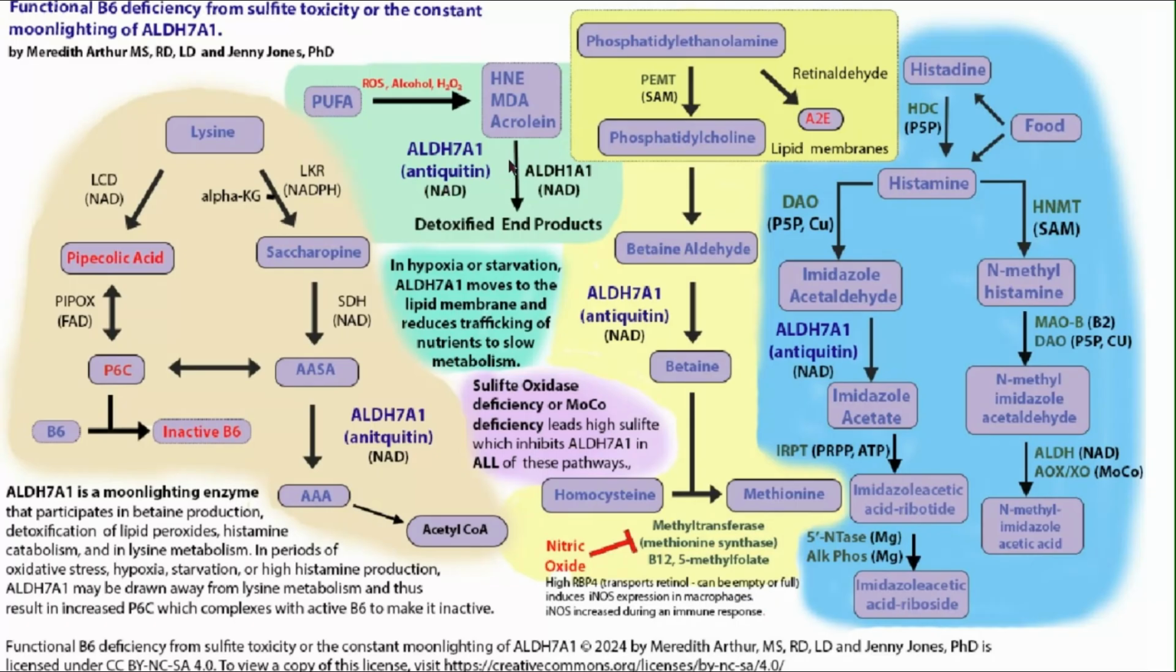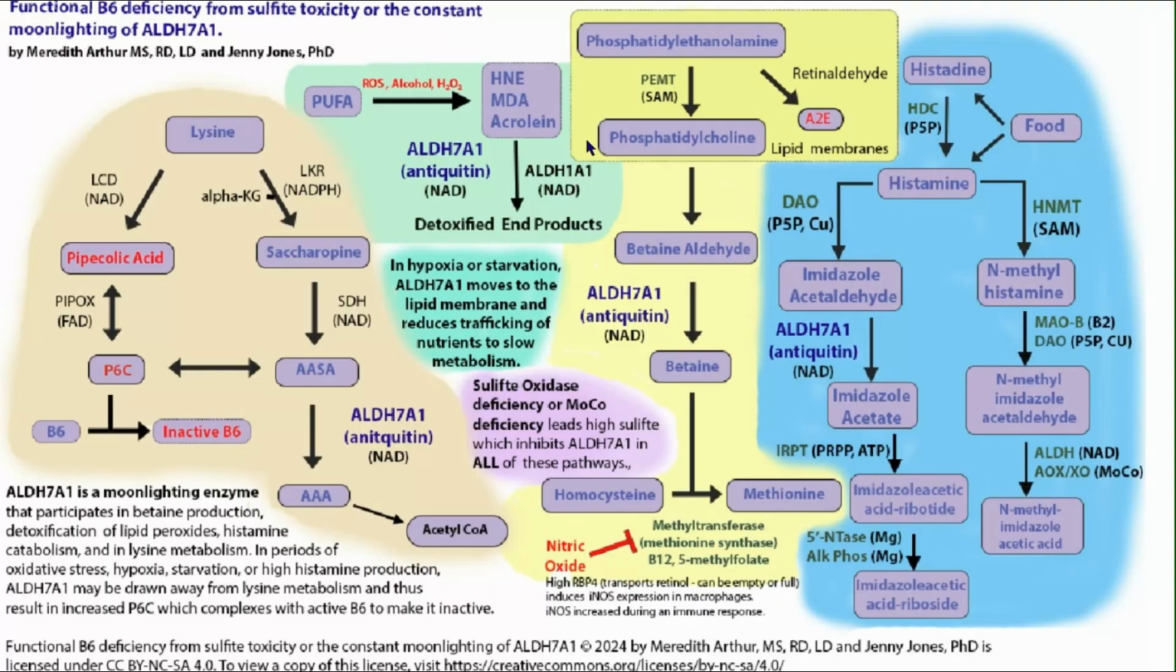Then there's actually a buildup of these lipid peroxides. So having high lipid peroxides could be a marker for sulfite toxicity inhibiting ALDH7A1. The backup for that is ALDH1A1, which is the low dose, high affinity metabolizer of vitamin A, of retinol aldehyde.